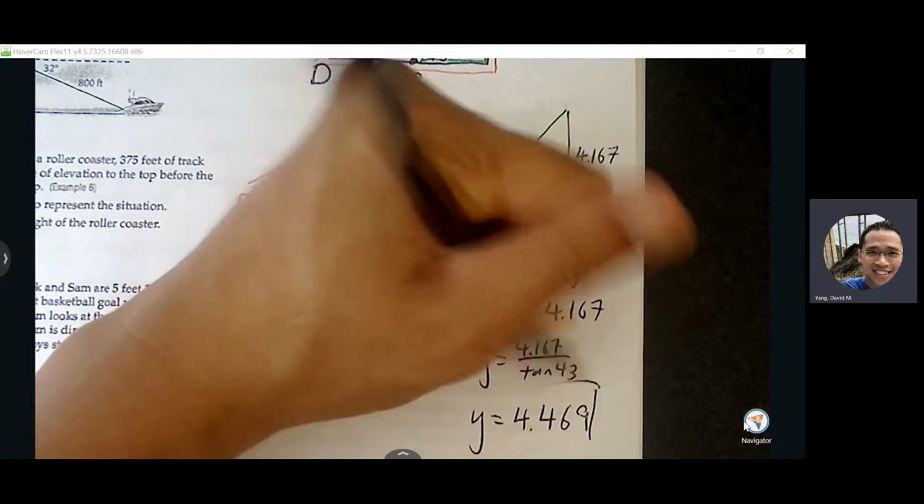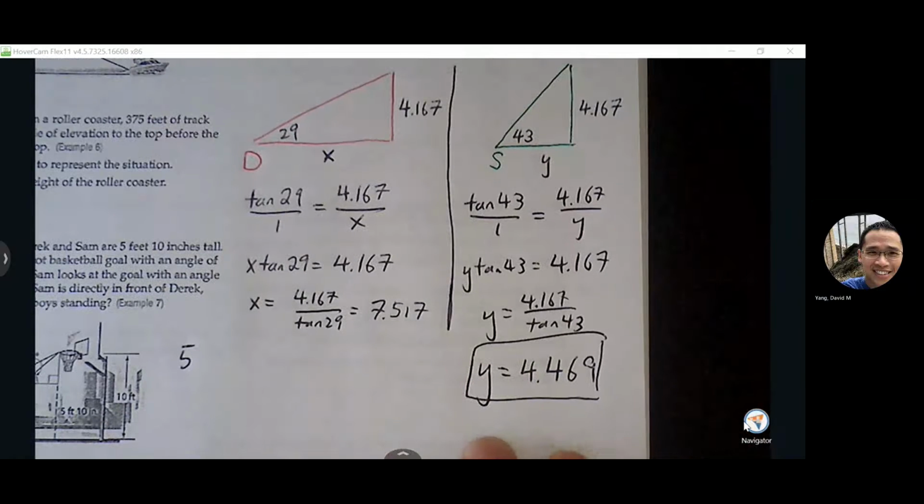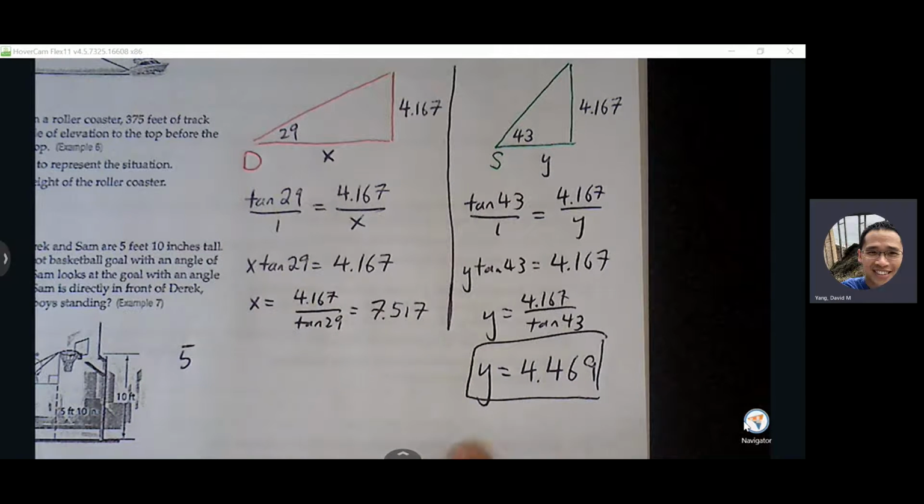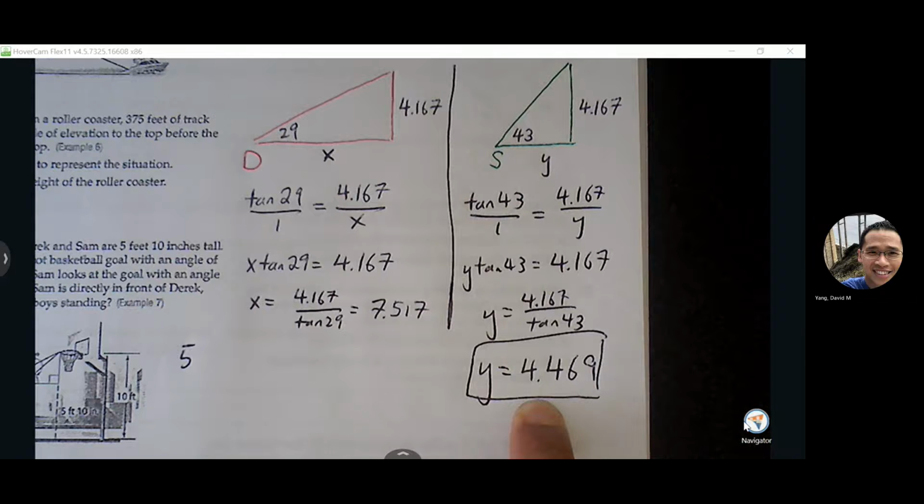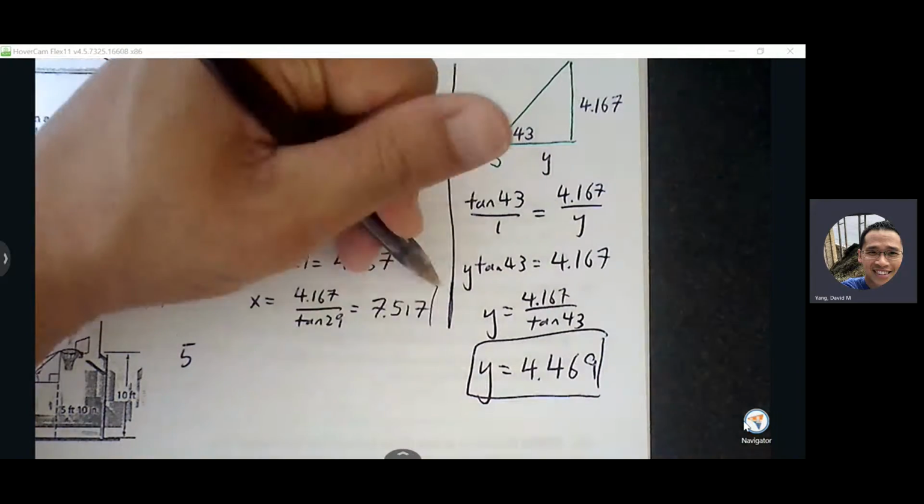Okay, we're expecting a smaller value, right? Because Sam is closer to the goal than Derek, so 4.469, that makes sense.